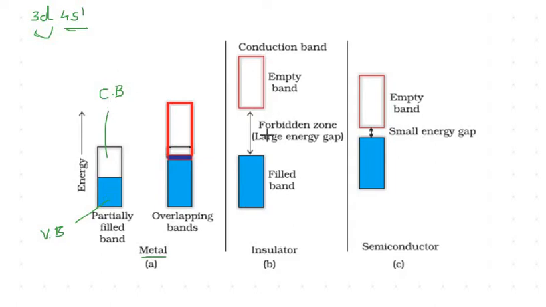Okay, now in case of insulator, you can see there is a large gap. This is known as the energy gap. So this is what you are going to learn. What is energy gap? The gap between the two bands. If it is very large, then the electron from this place cannot go easily. It is not possible at all.